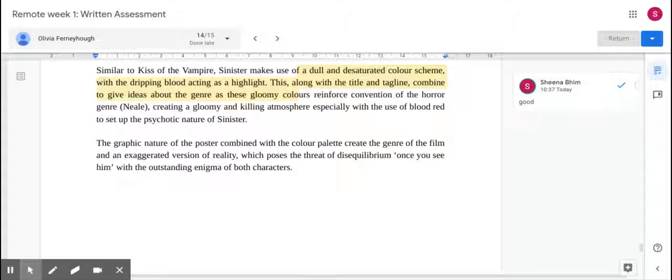So before you saw him, everything was fine. And then the outstanding enigma of both of those characters, the person whose face we see in the blood, in inverted commas, on the wall, and that young girl there. The only way I would improve this would be to say, in conclusion, at the end of this last paragraph.